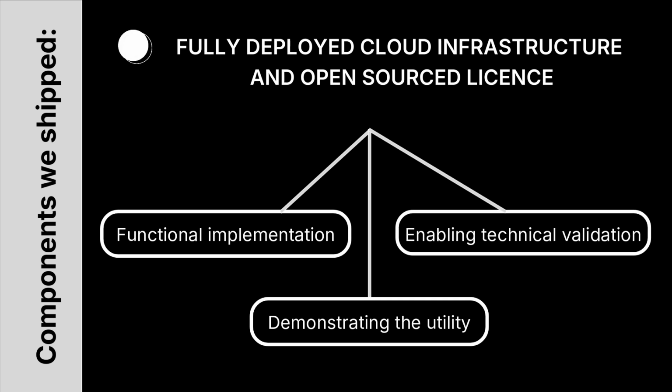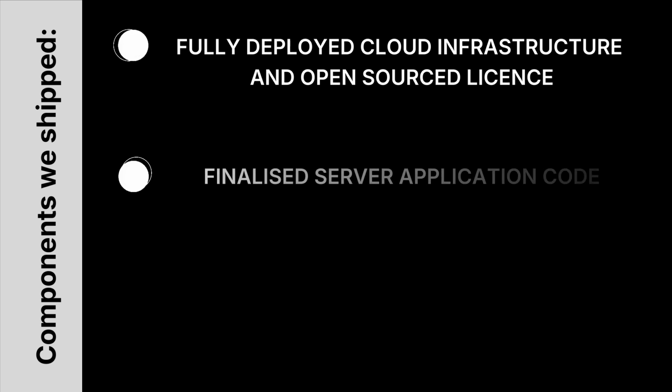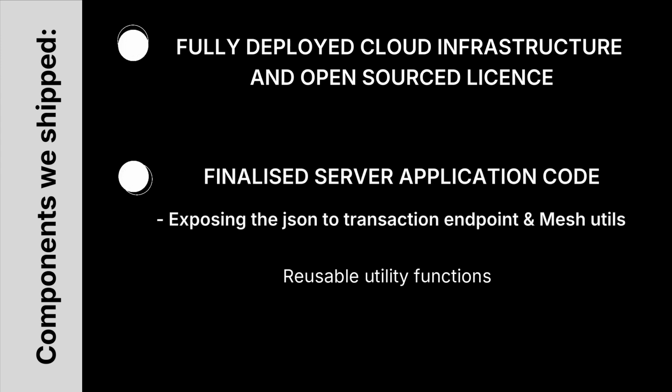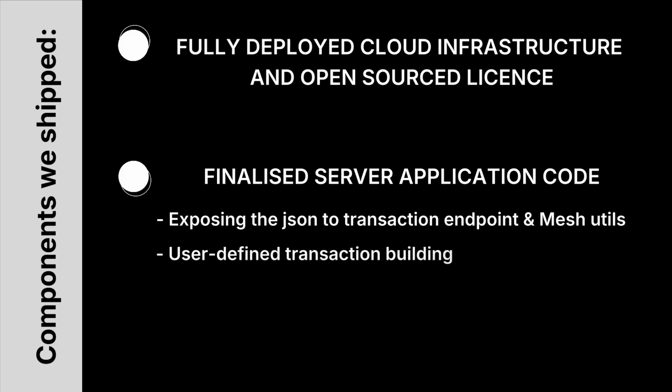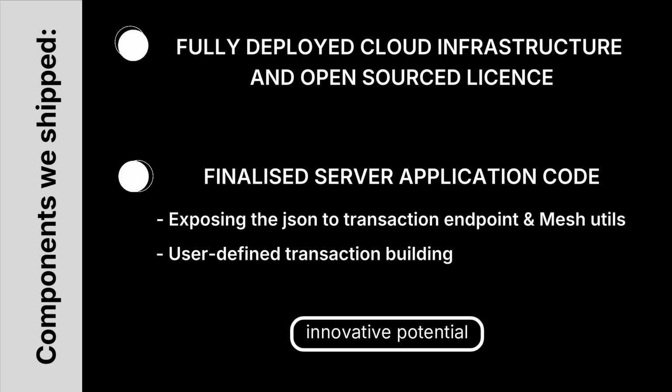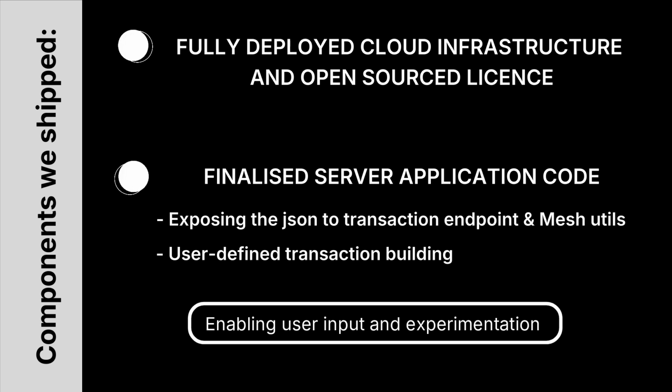prototype interactions. Finalized server application code, exposing the JSON to transaction endpoint and Mesh utils, providing reusable utility functions coming from deeper product design thinking, and supports validation by offering developers modular tools that can be tested and evaluated independently. User-defined transaction building. This feature reflects a novel and flexible interaction model, demonstrating innovative potential. It validates the concept by enabling user input and experimentation with transaction structures.